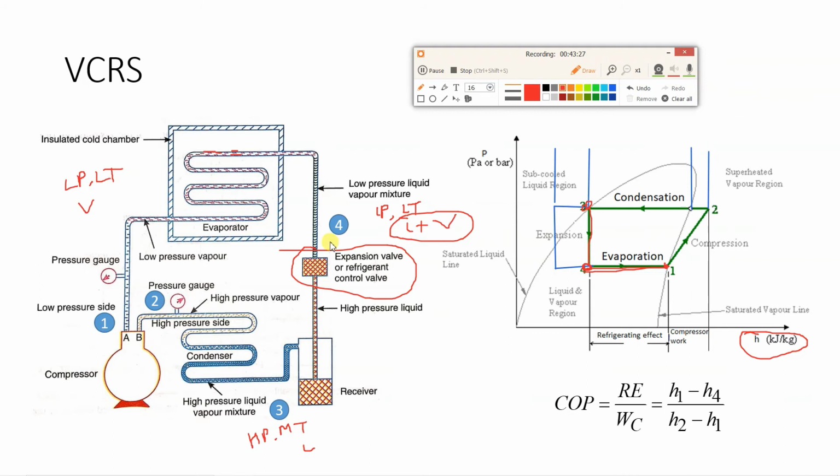Now using this we can calculate COP of this refrigerator or vapor compression refrigeration system. So what is COP? COP is defined as refrigerating effect, whatever cooling effect is there, divided by compressor work. Now what is refrigerating effect? Okay, where do you get refrigerating effect? Food products, they are kept where? In this evaporator. So here that heat is absorbed by refrigerant. So this is the part where we are getting refrigerating effect.